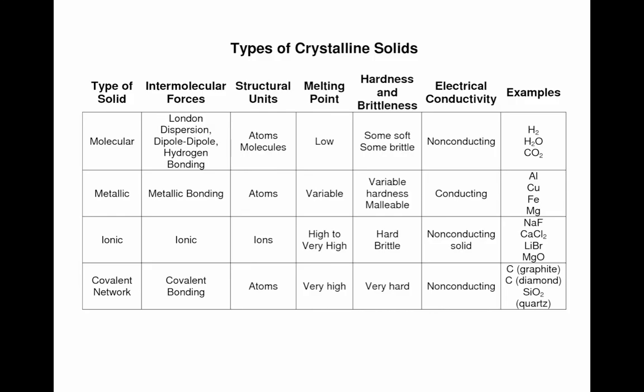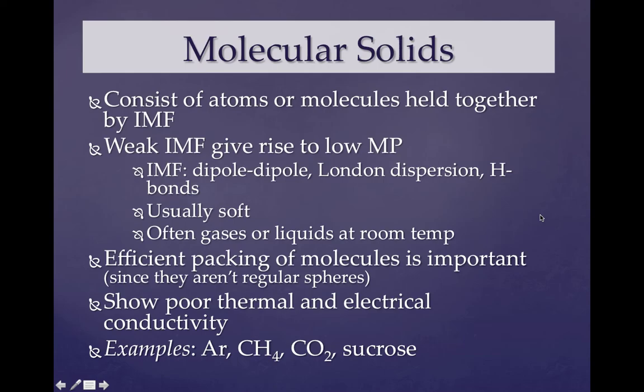surrounding the central sphere. The physical properties of the crystalline solid depend on the attractive forces between the particles and the arrangement of the particles. There are four types of solids. Their properties are summarized here. So we have molecular solids, metallic solids, ionic solids, and covalent network solids. You can see the intermolecular forces that exist, the structural units, melting point, and some other properties, conductivity, and some examples.